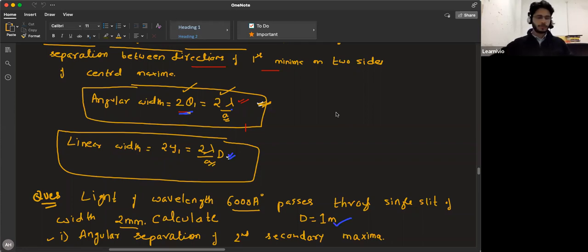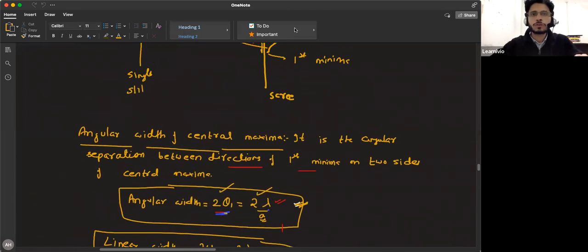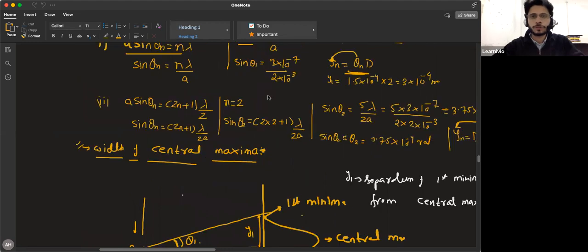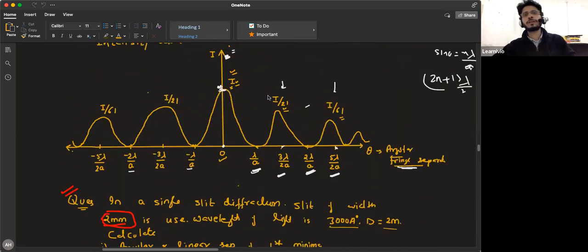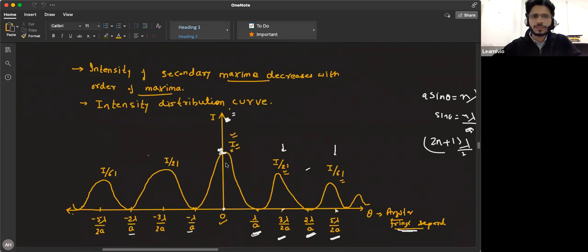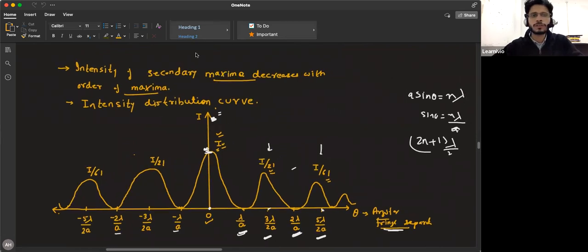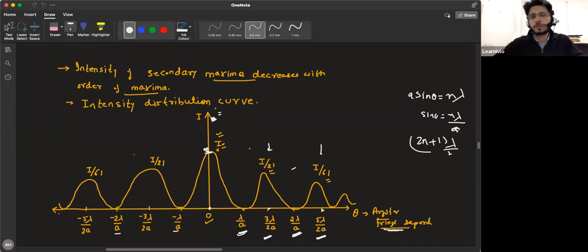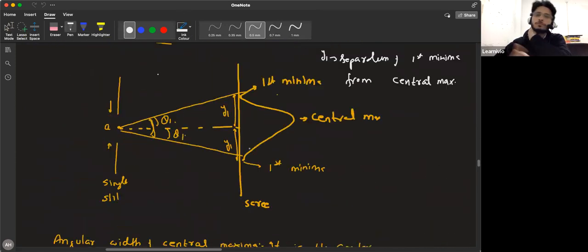In the last class, we finished diffraction. There is just one last topic left, the intensity distribution curve. When we draw the intensity distribution curve, we did this in the last class, right? Yes, sir, we did this intensity distribution curve for diffraction. Fine. So diffraction is over.